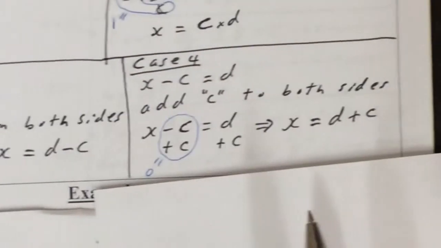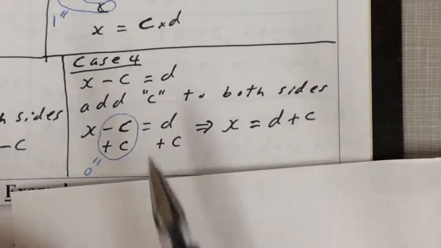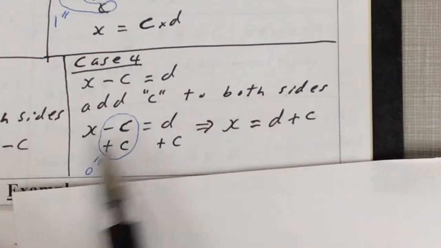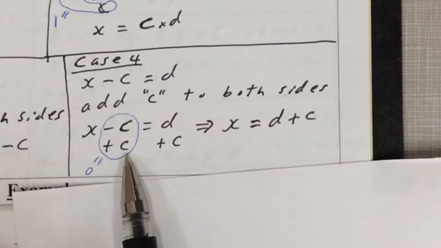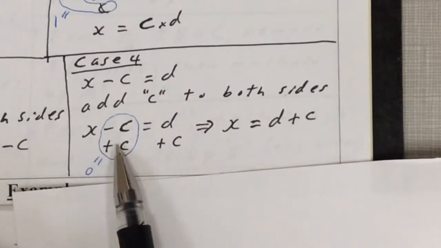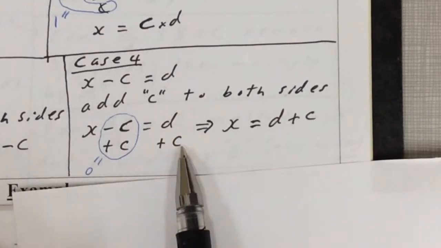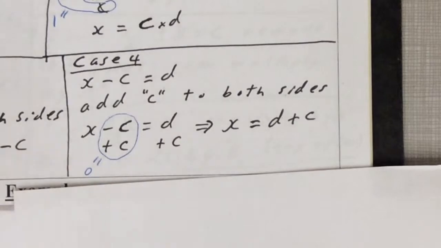And case 4, well, it's for the minus. So x minus c equals d. If you got minus c, then you're going to add c to both sides. Just like this, add c to both sides. Negative c plus c gives you 0. Okay, and then you get d plus c on the other side. So that's the process you go through.